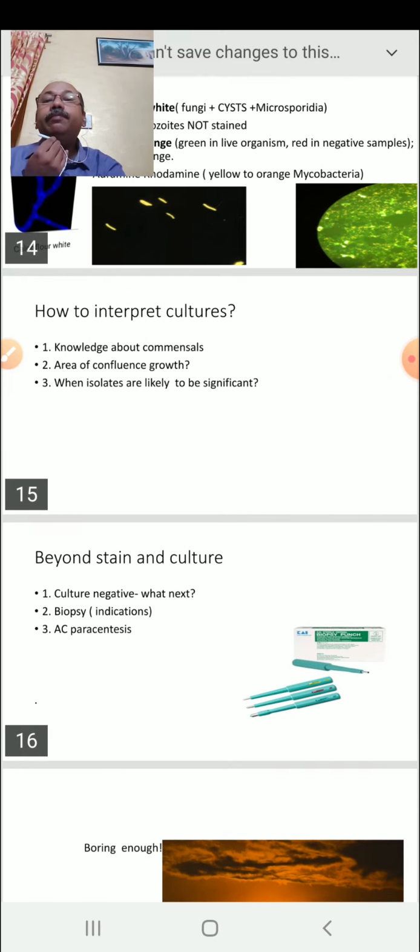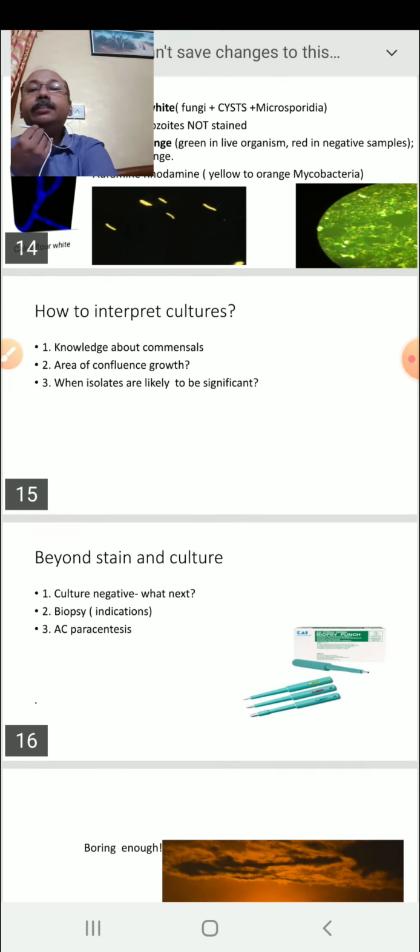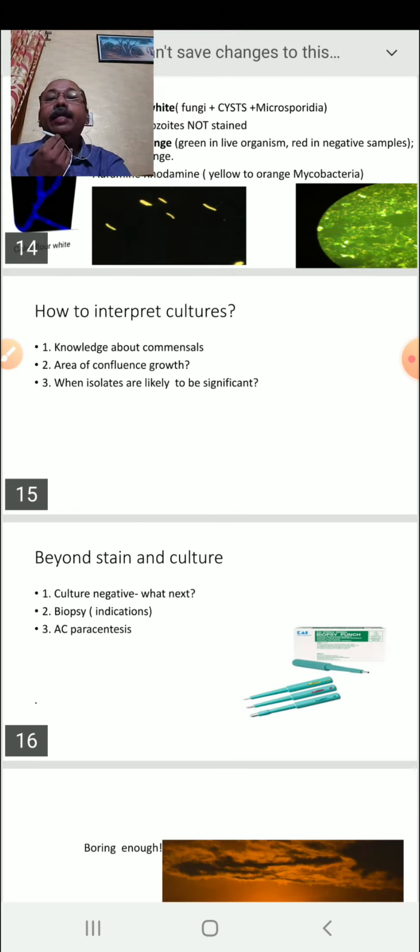Next is how to interpret the culture. This is very important because before you interpret the culture, you should have sound knowledge about the normal commensals, which are the resident bacterial flora in that geographic area. Now the area of confluent growth is obtained along the line of the streak inoculation. Any growth situated away from the line of inoculation is considered not pathogenic.